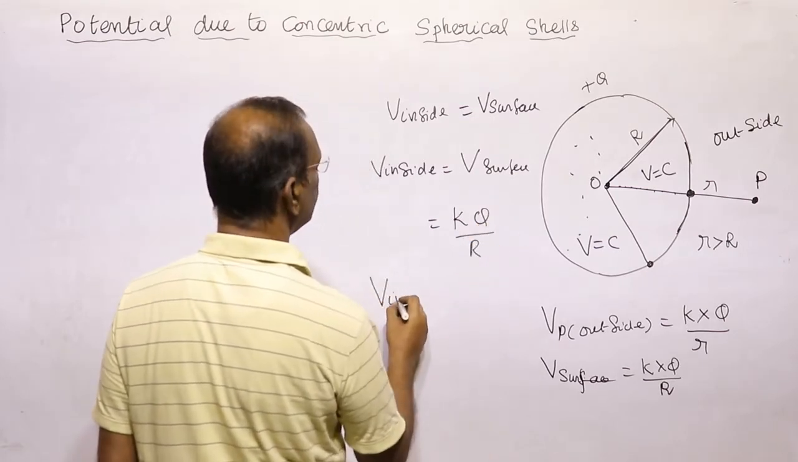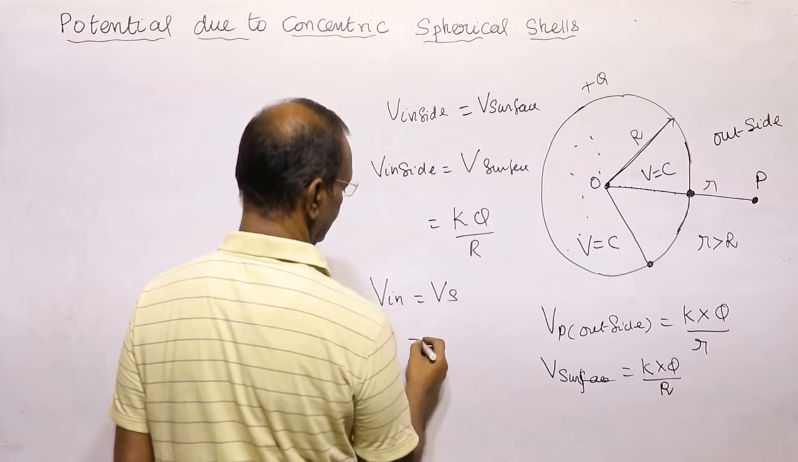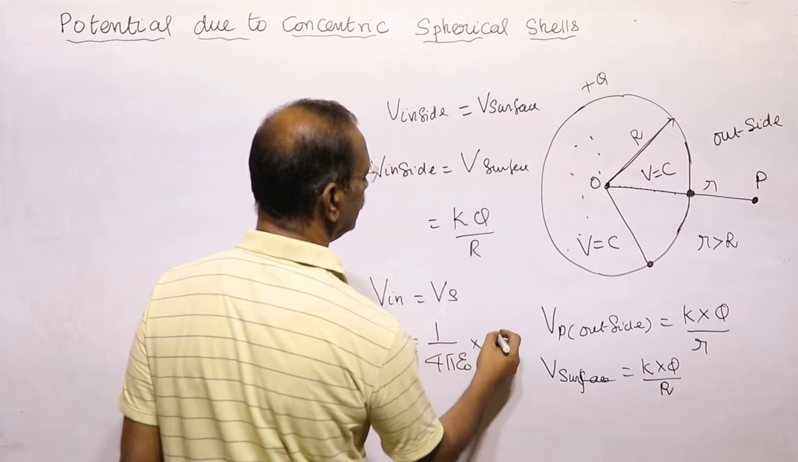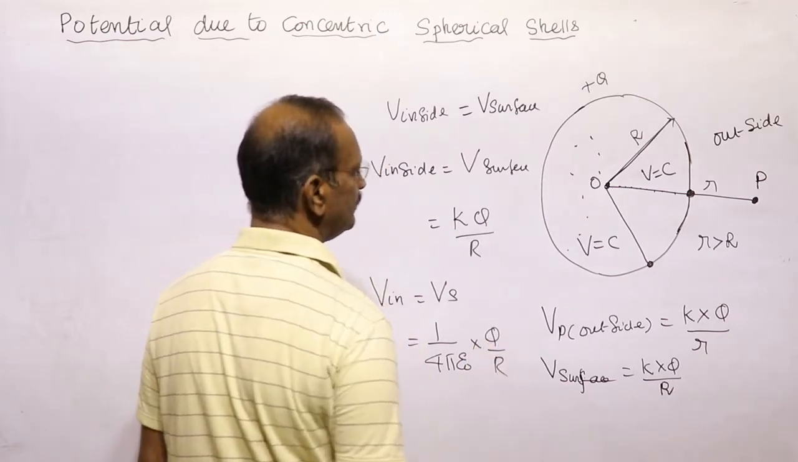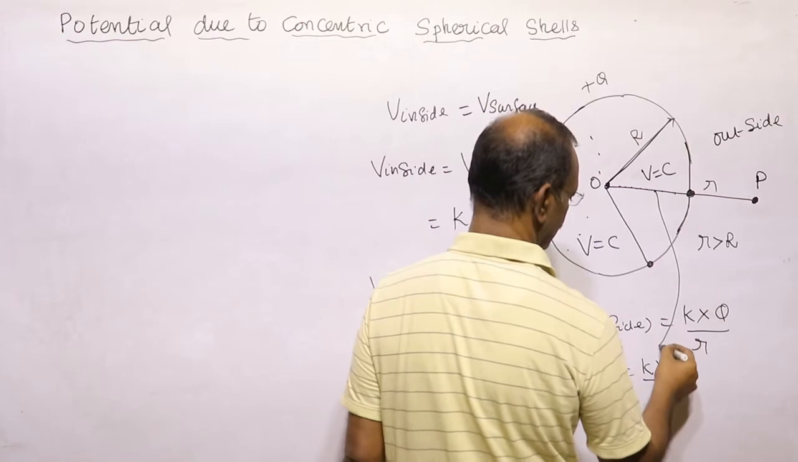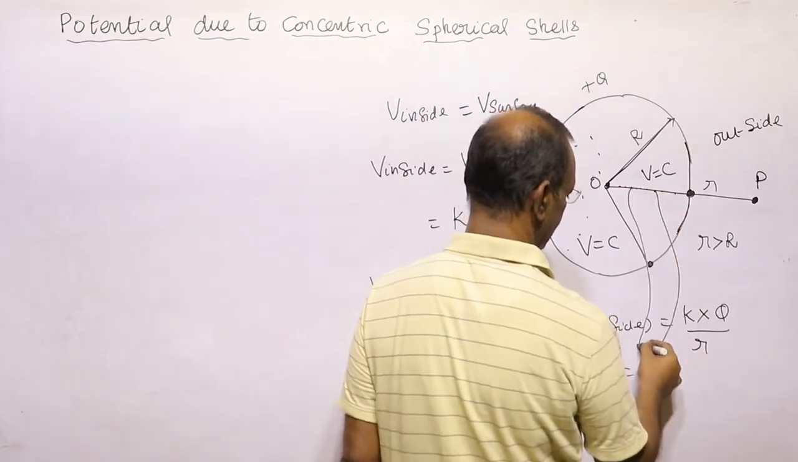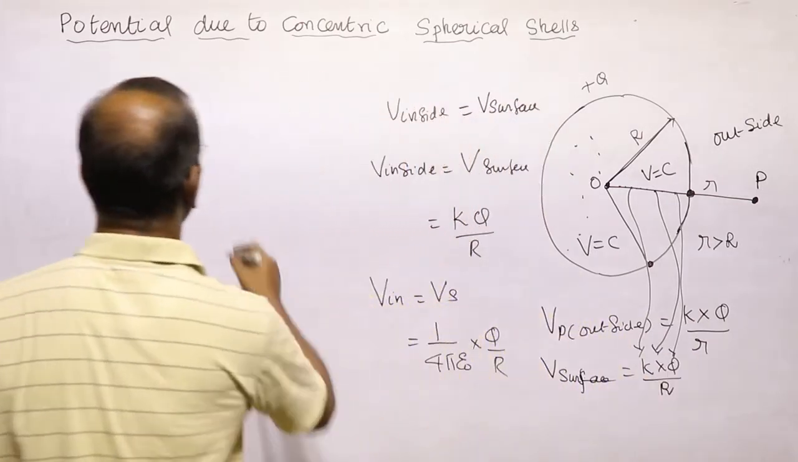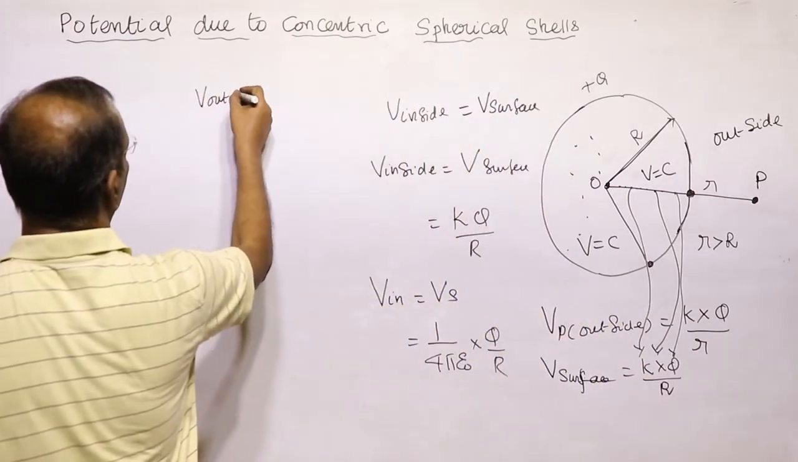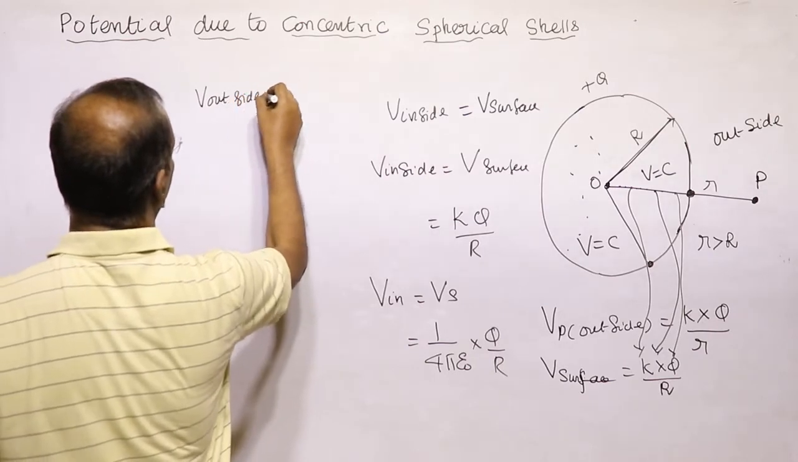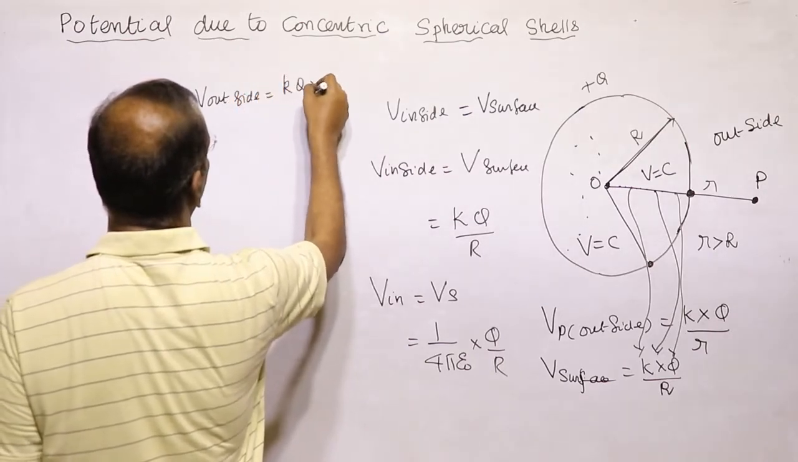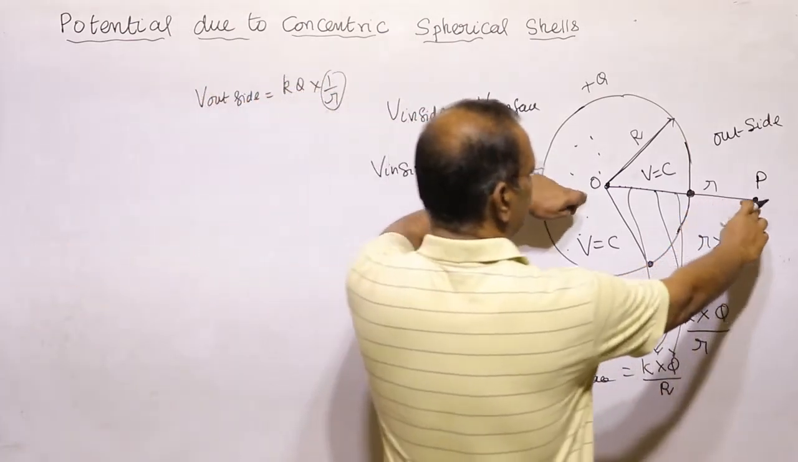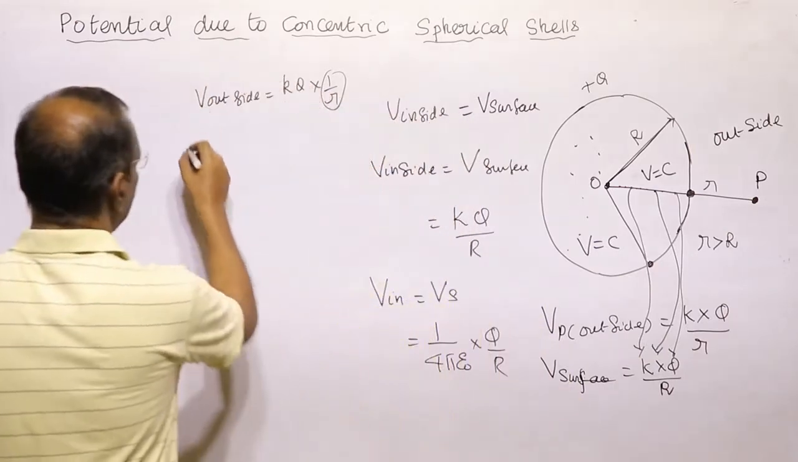Our potential inside is equal to the potential on the surface, which is equal to K, that is 1 by 4 pi epsilon naught, into Q divided by R. It means here also the same potential exists, here also, and here also. Only the potential outside varies, K into Q into 1 by r. So it varies according to this distance.